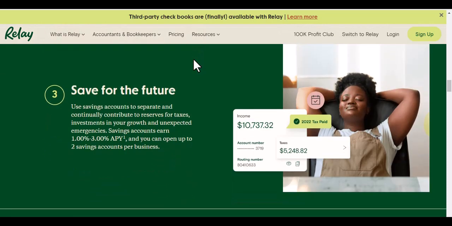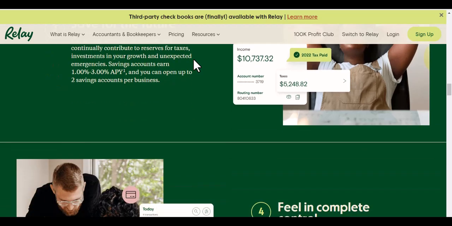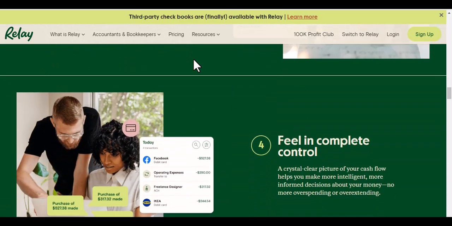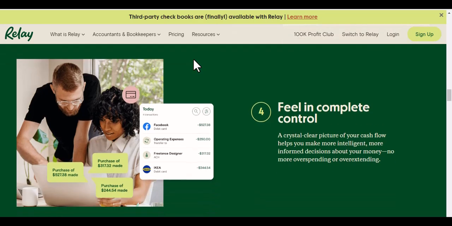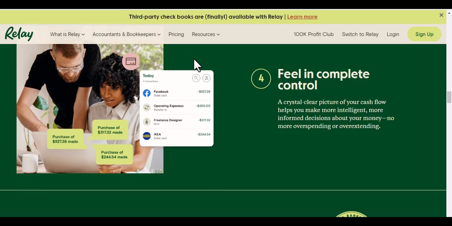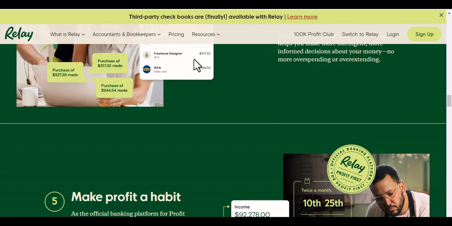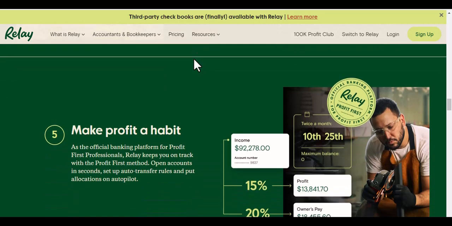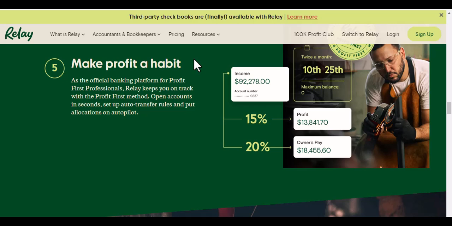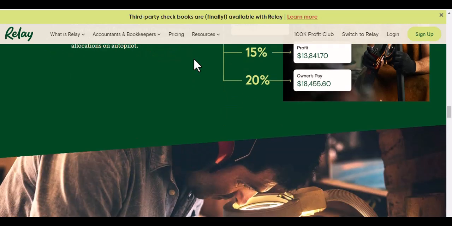Here is a step-by-step explanation of how a relay bank transfer works. The sender initiates the bank transfer by providing the recipient's bank name, account number, and routing number to their bank. The sender's bank sends the money to the relay bank. The relay bank receives the money and then sends it to the recipient's bank. The recipient's bank receives the money and credits it to the recipient's account.